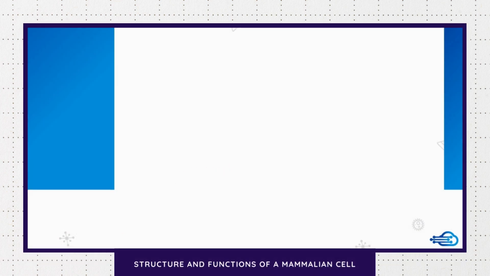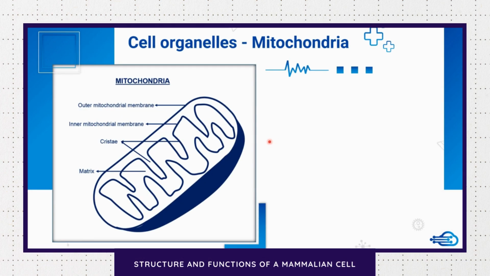So now let's see cell organelles. The first cell organelle which we will consider is mitochondria. As you might know, mitochondria is the powerhouse of the cell and is important for generation of ATP. Well, mitochondria are round or oval in shape. Their number varies from 100 to 300 depending on the requirements of that particular cell.